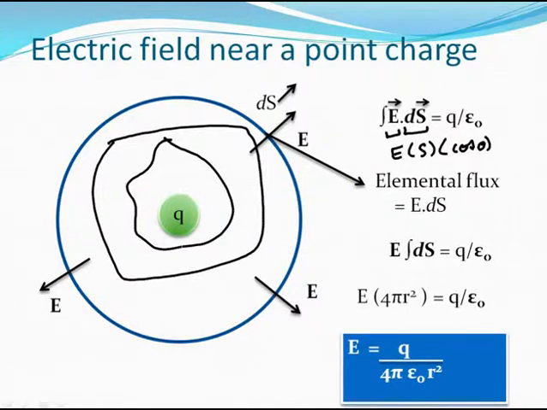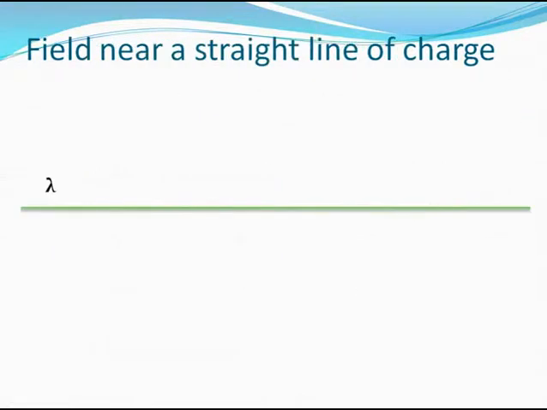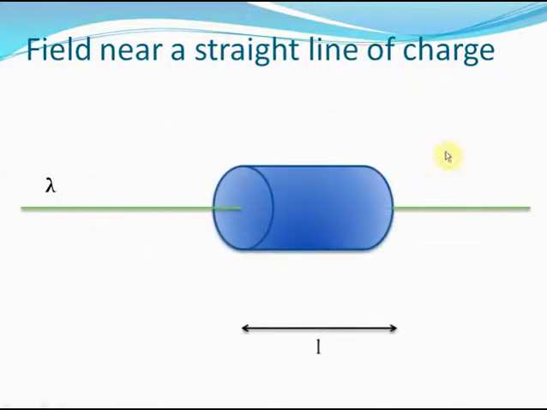Let's now move on and find out other electric fields. So this straight line of charge has charge per unit length lambda. Now to calculate the electric field near the straight line, let us consider a Gaussian surface in the shape of a cylinder, as you can see in this figure. The length of this cylinder is L. Now we know that according to Gauss's law, the net flux enclosed by this cylinder is q by epsilon naught.